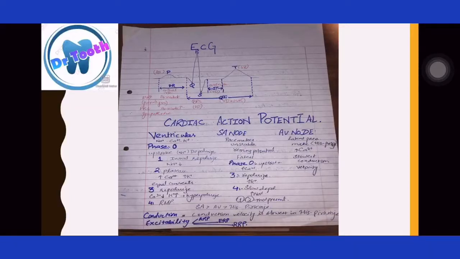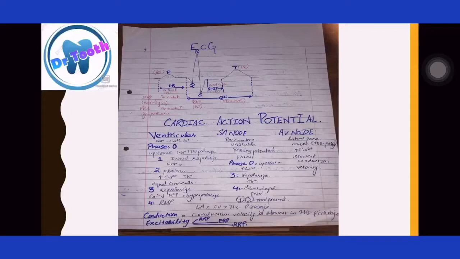AV node is a latent pacemaker. It has the slowest conduction velocity. That can be your MCQ, which action potential node has the slowest conduction velocity. So AV node has the slowest conduction velocity. Conduction velocity is slowest in AV node, then His-Purkinje.